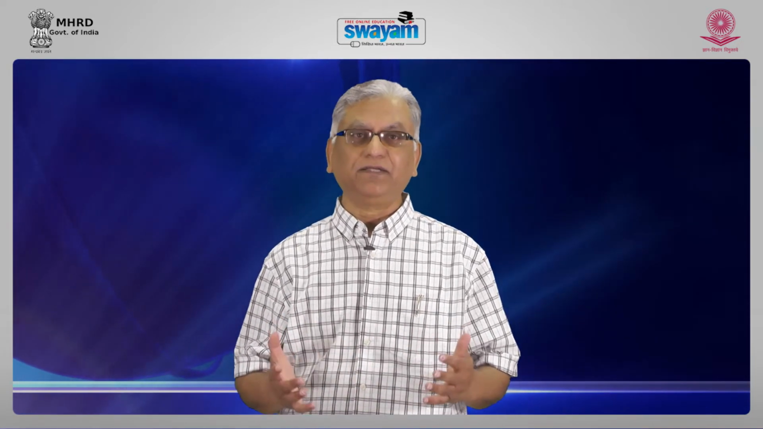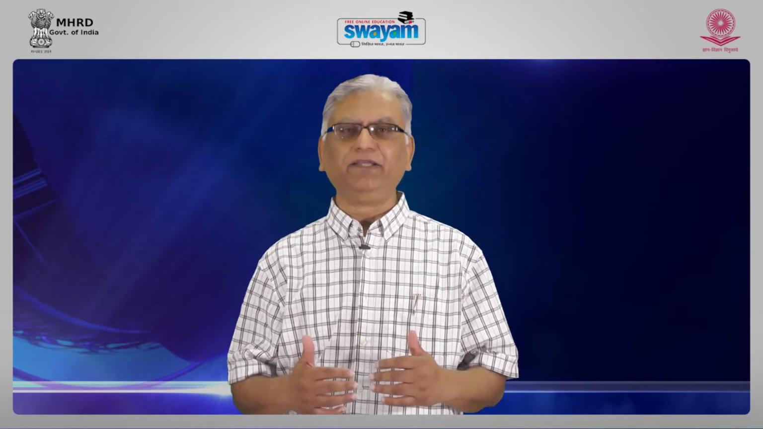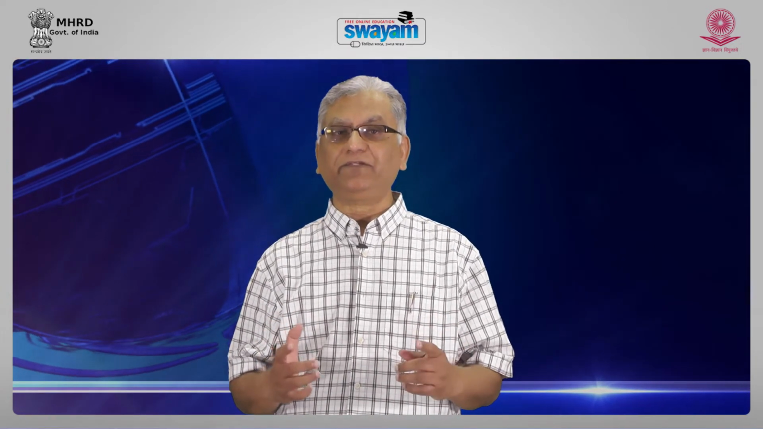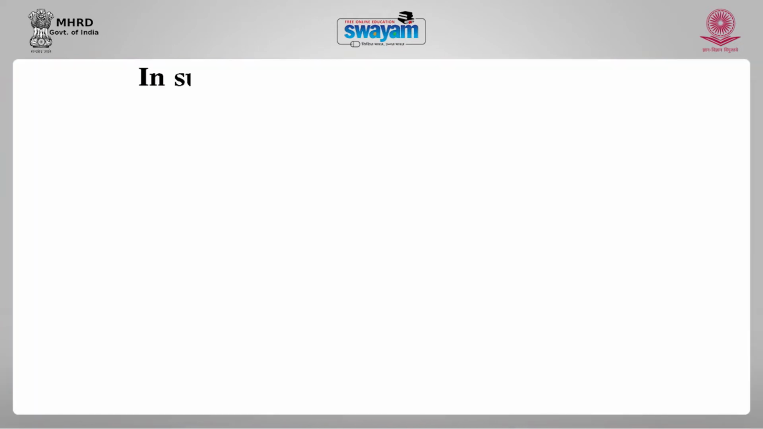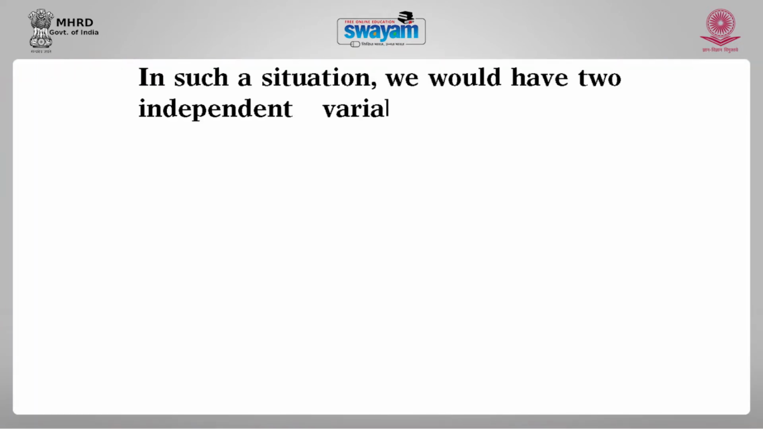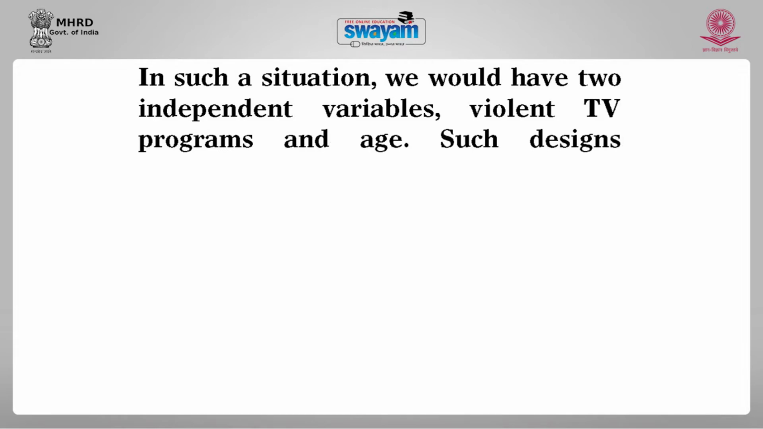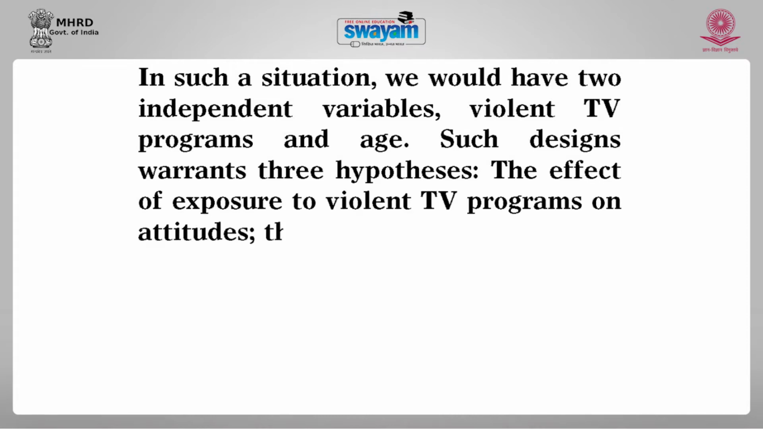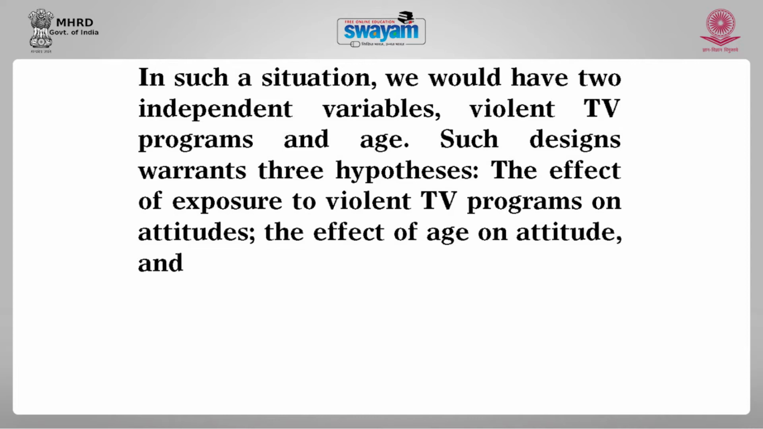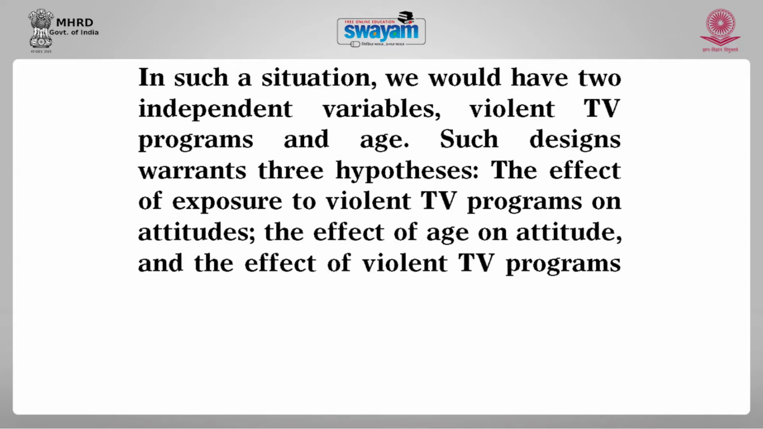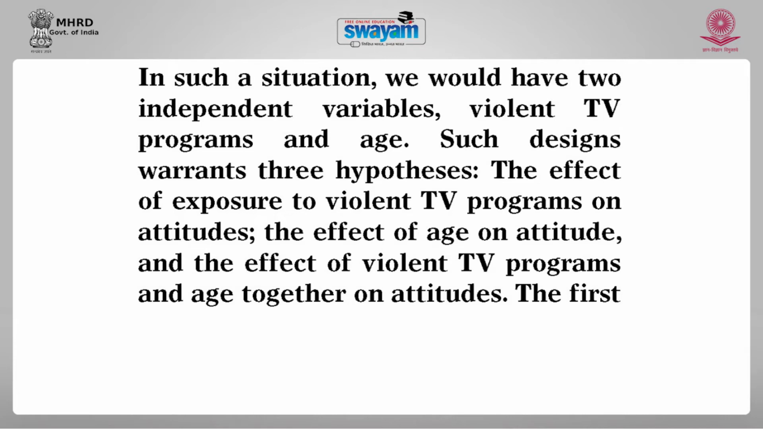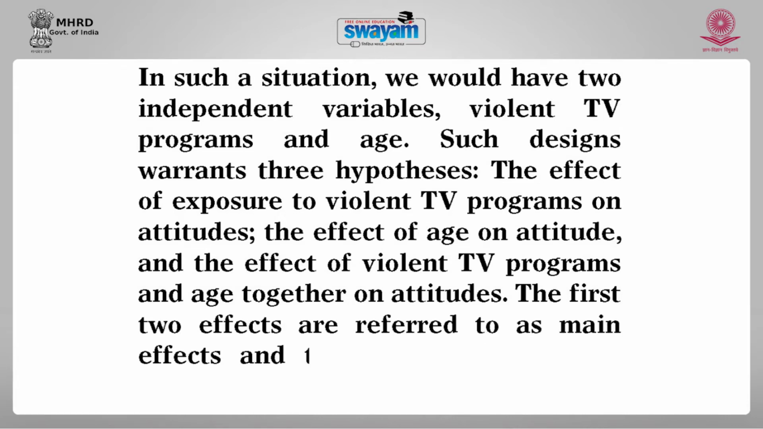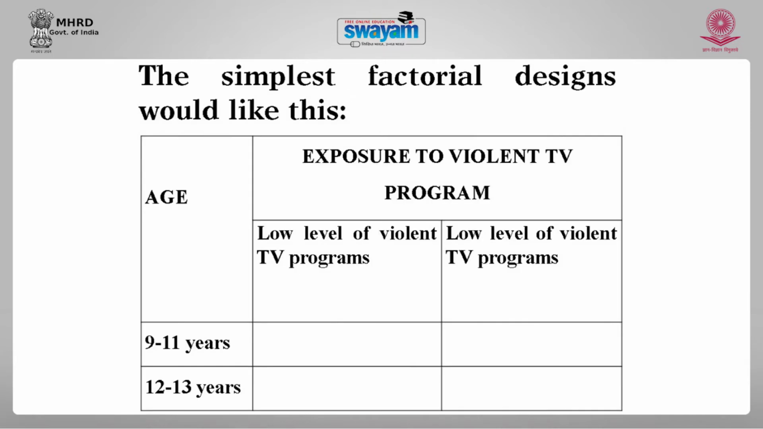For example, a researcher may be interested in undertaking an experimental study in which she would want to examine not only the effect of violent TV viewing on attitude, but also the effect of age on attitude. In such a situation, we would have two independent variables, violent TV programs and age. Such a design warrants three hypotheses: the effect of exposure to violent TV programs on attitudes, the effect of age on attitude, and the effect of violent TV programs and age together on attitudes. The first two effects are referred to as main effects, and the third is called the interaction effect. The simplest factorial design is shown in the picture below.